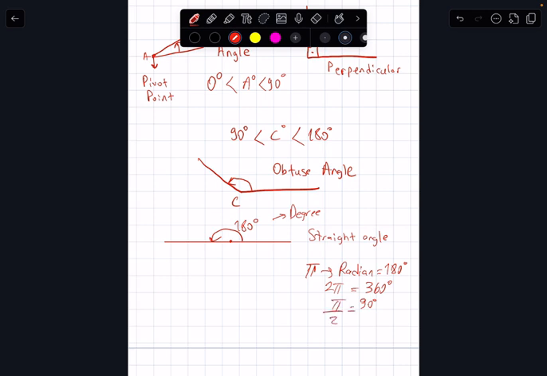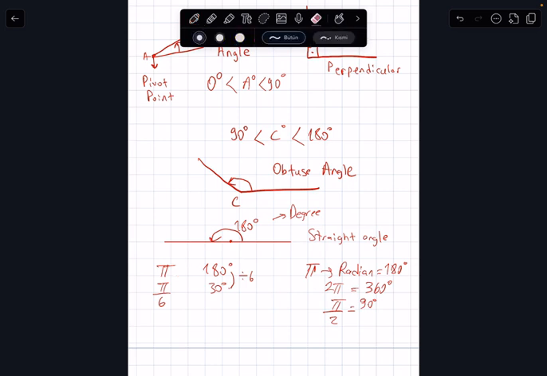And you can also do it like this. If pi is equal to 180 degrees, what is 30 degrees? You can do cross multiplication, or you can just say divided by 6. Same thing. Or 30 times pi divided by 180. Doesn't matter.